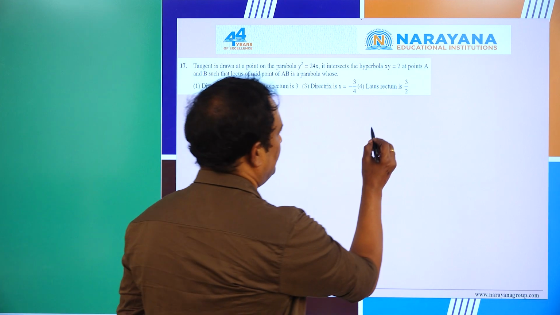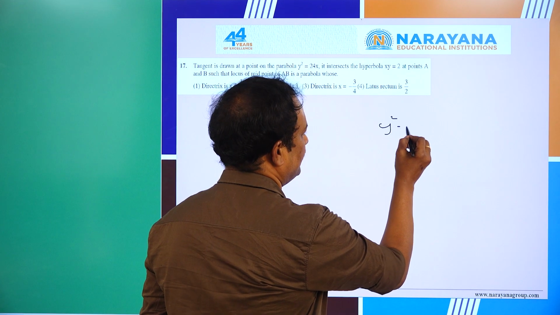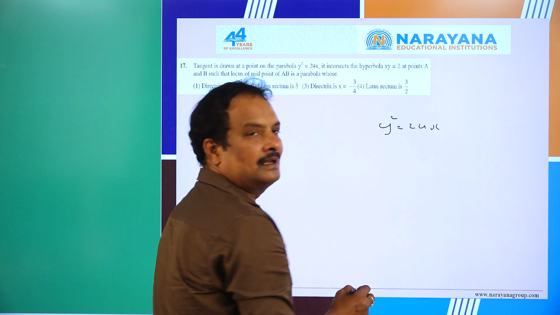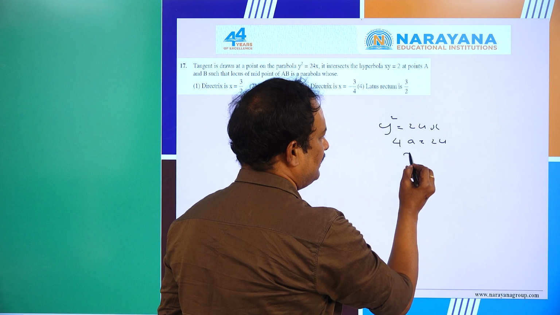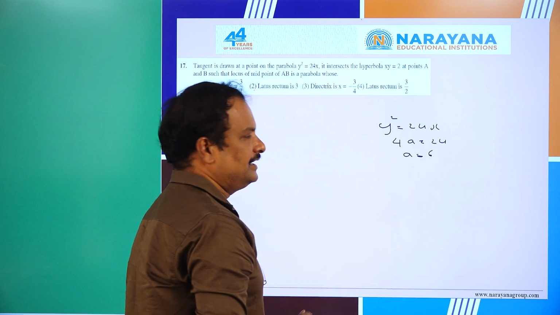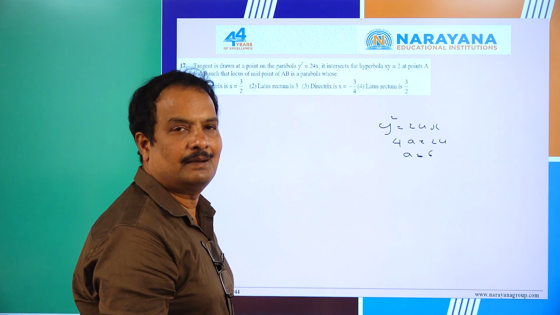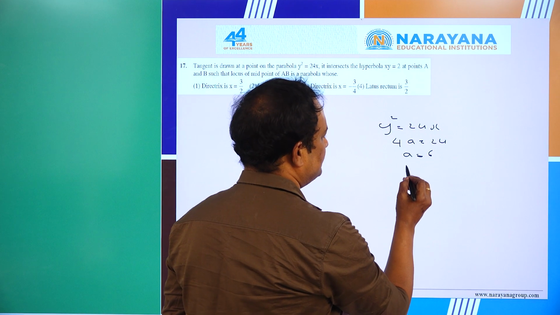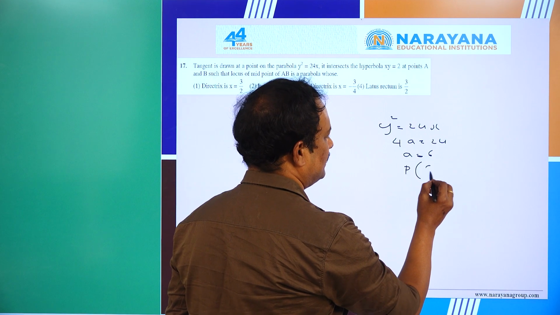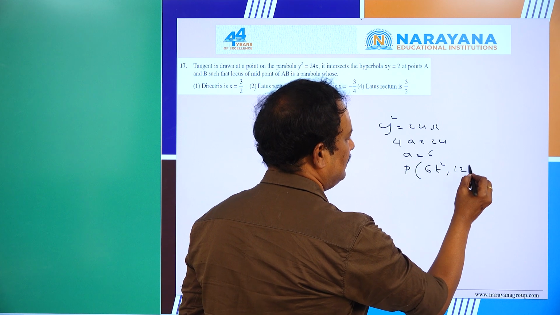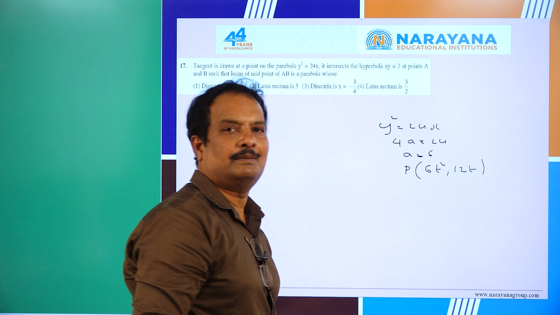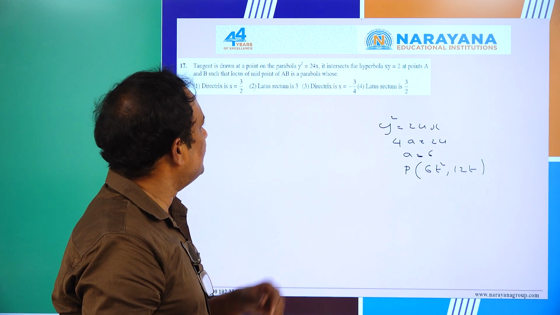What is any point on the parabola y square equal to 24x here? For a, the value is very clearly 24, so a value is equal to 6. So what is any point on this one? Any point on this one can be taken as (at square, 2at), that is (6t square, 12t). So that is any point on this one.